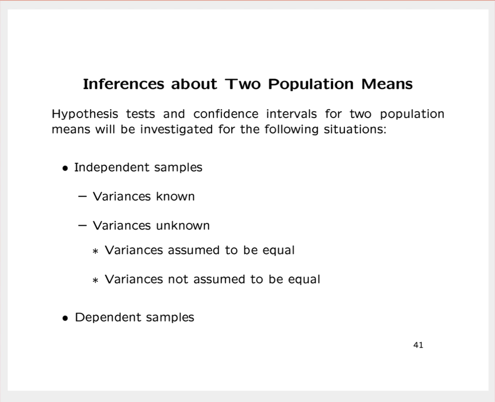Within this category, we'll look at several situations. The first situation is when we know the population variances. The second broad category of situations is when we don't know the population variances, and within that category, we'll look at two subcategories: when it's reasonable to assume that the population variances are equal, and also the situation when it's not reasonable to assume that the variances are equal. And then finally, we'll look at the situation where the samples are not independent, but they are dependent, specifically when we have what are called paired samples.